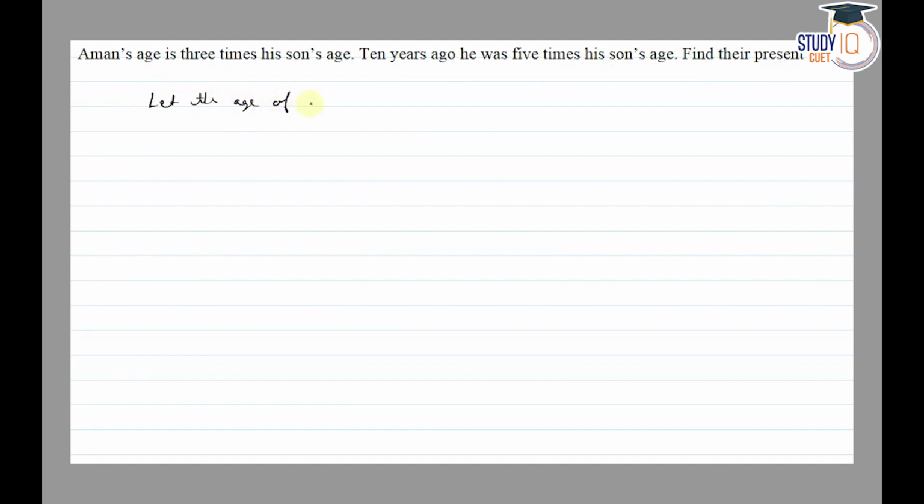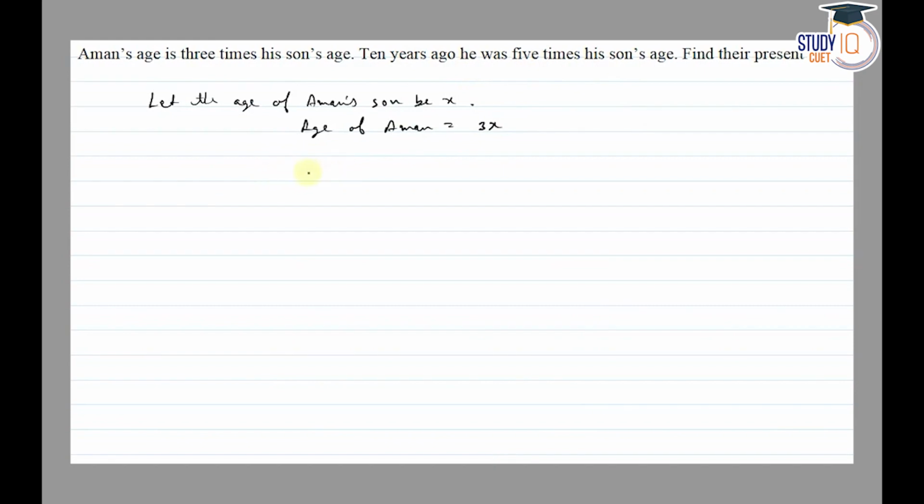So let the age of Aman's son be, so इसे हम assume कर लेंगे x. So age of Aman is equal to, ये 3 टाइम है, so ये हो जाएगा 3x. Then according to the question, 10 years ago he was 5 times his son's age.